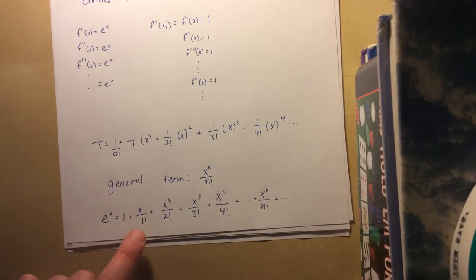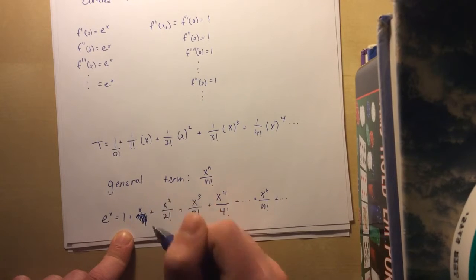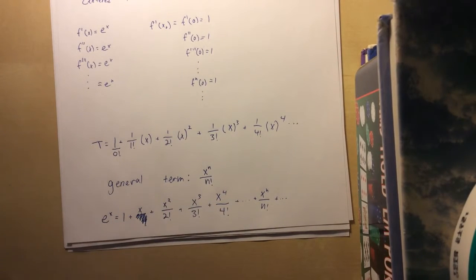So yeah, you definitely want to memorize that. I guess x is sufficient over here. So it's 1 plus x, plus x squared over 2 factorial plus x cubed over 3 factorial. And that goes on forever and ever.